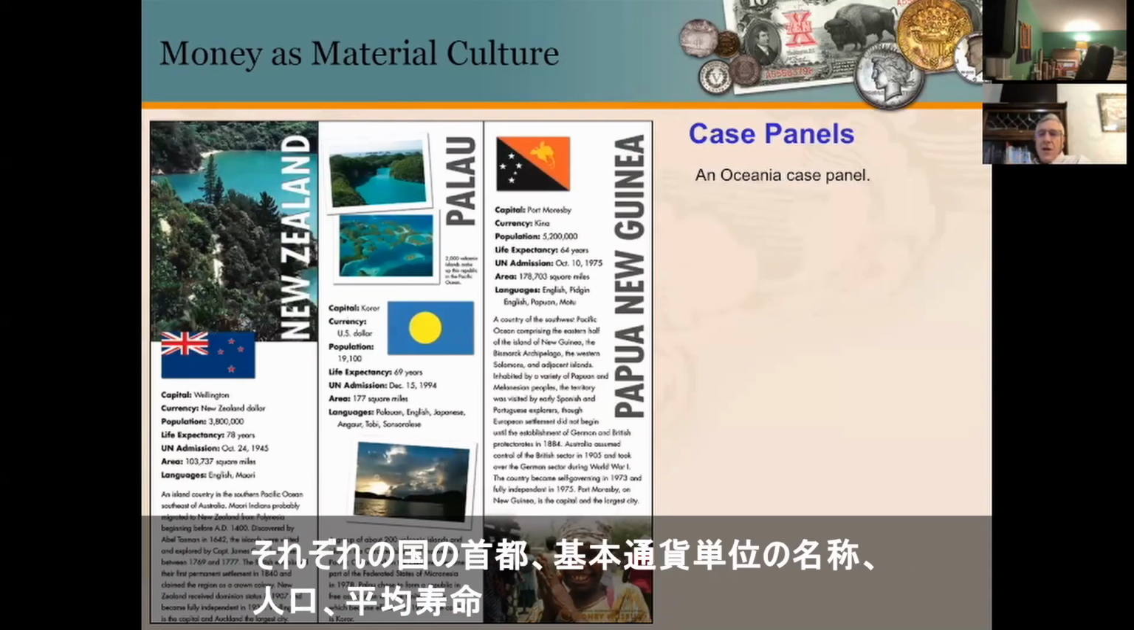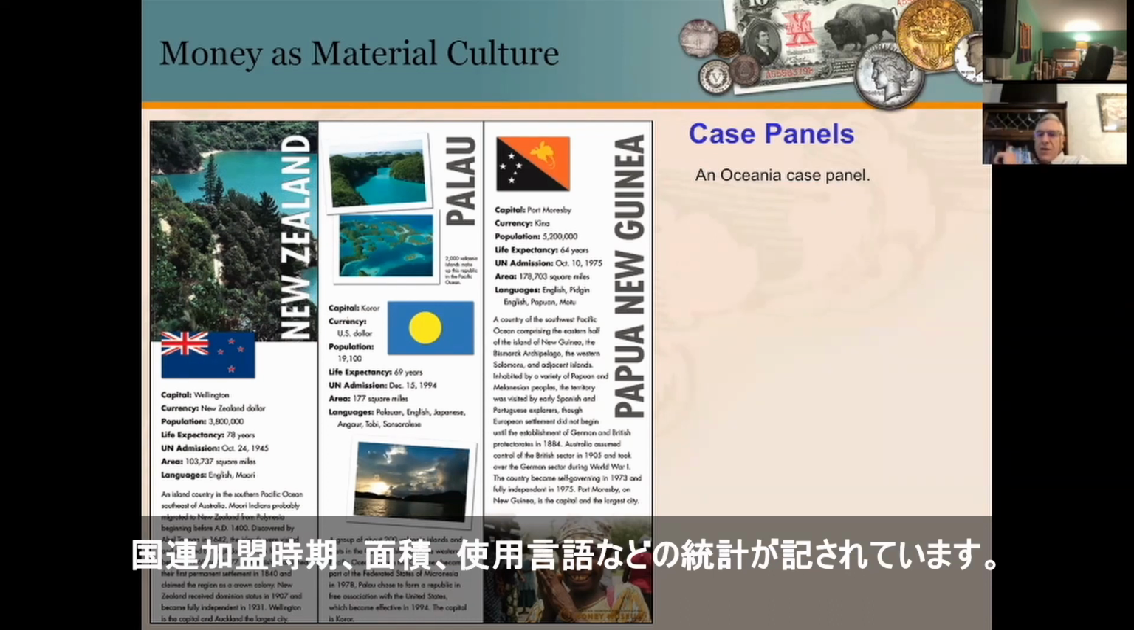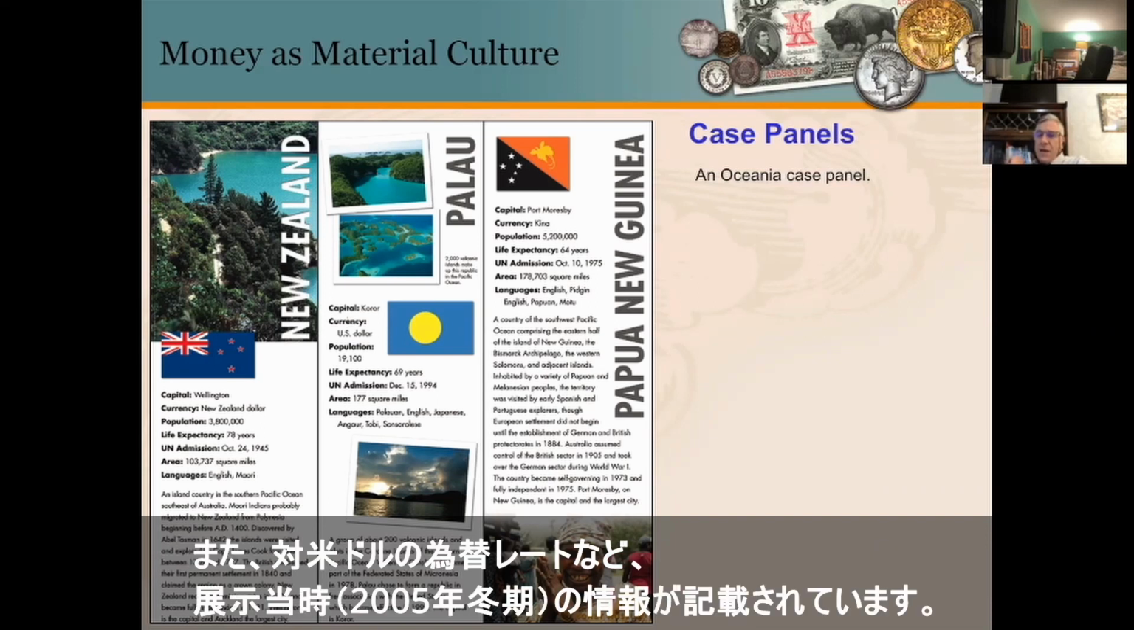Each nation had a write-up combined with the other 2 or 3 nations that were in the same case that included stats for the capital city, name of their base currency unit, population, life expectancy, date of UN admission, size, and languages spoken. Label cards include information on exchange rates versus the dollar and other types of information that was current as of the time of the exhibit, which was the third quarter of 2005.